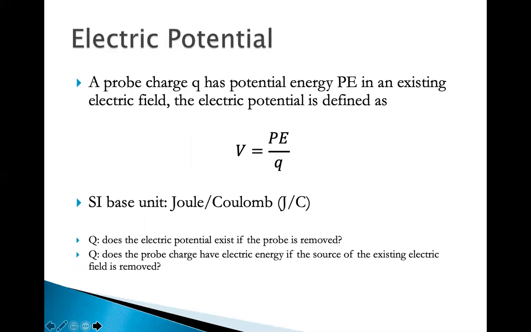Electric potential. This is the second part of the course. The first part, we introduced electric potential energy. The second part, we introduced a measurable concept. This can be measured. For example, wall sockets provide what we call a voltage that's derived from electric potential. So this is a very measurable concept. By definition, we define potential as the potential energy of a probe charge divided by the charge of this probe. Therefore, the potential belongs to the existing field, independent of the probe.